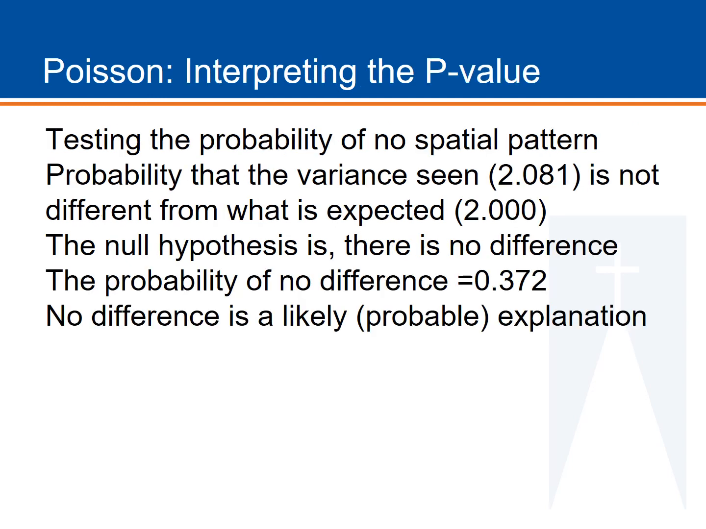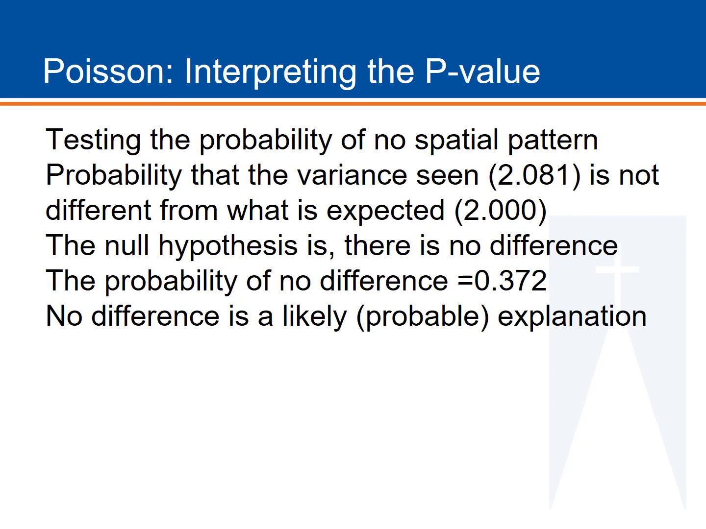So how do you interpret the p-value from your Poisson model? Testing the probability of no spatial pattern. So the probability that the variance seen, in this case 2.081, is not different from what is expected, 2.0. The null hypothesis is there is no difference. The probability of no difference in this case is 0.372.